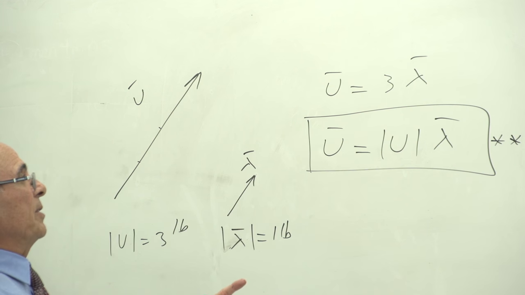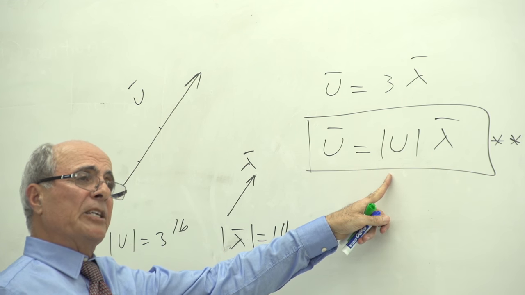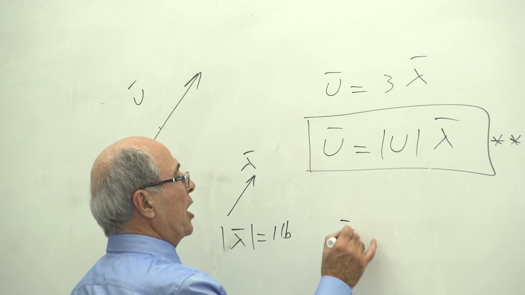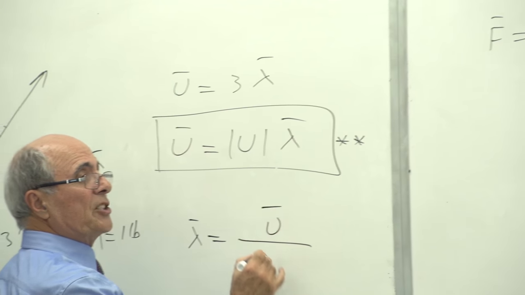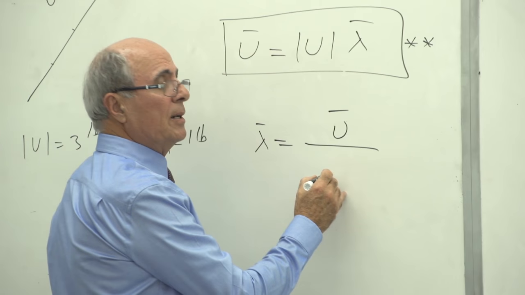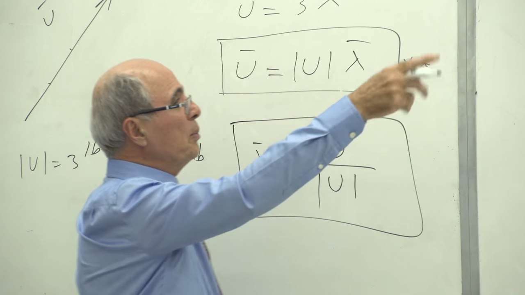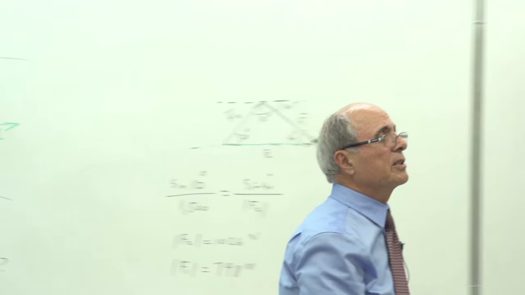And then the reverse of that. Sometimes I give you the vector and its magnitude, and you want to find the direction. How do you find that? Lambda, the direction of the vector, equals what? The vector itself divided by its magnitude. So these two formulas are going to be applied to all the rest of the problems there, problems 9, 3, 4, and 5. Is that correct or not?